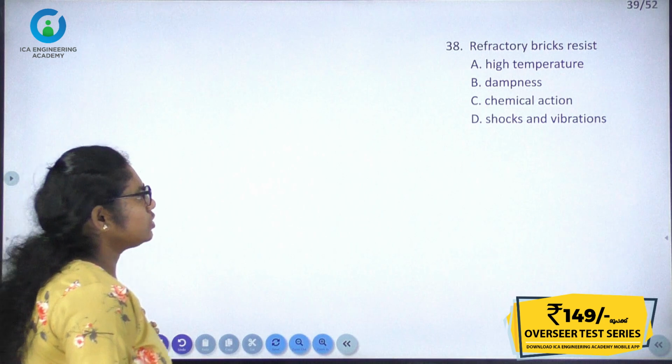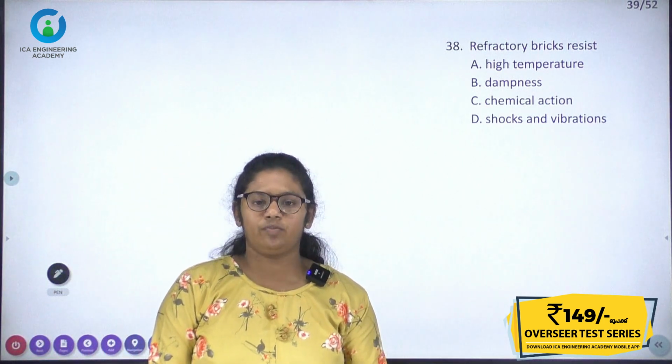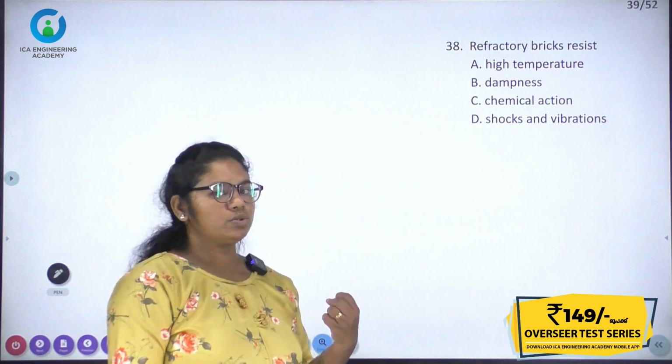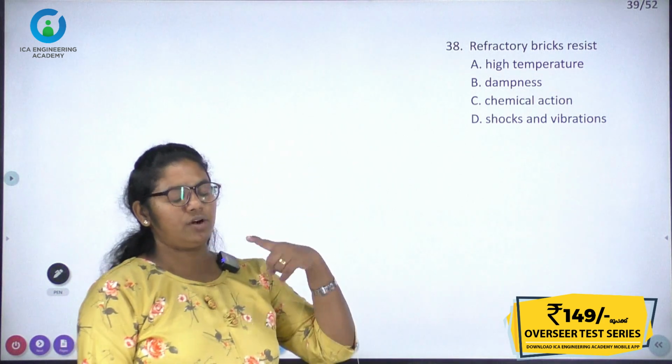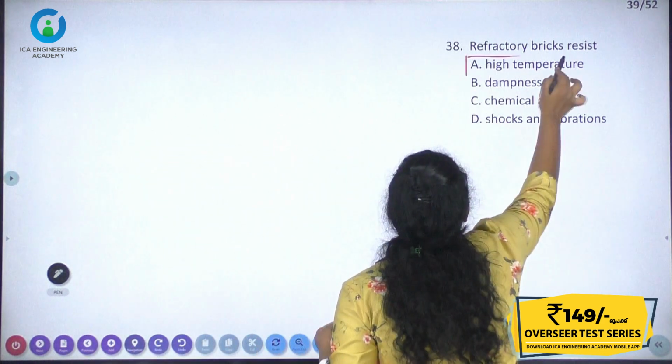Refractory bricks are called fire bricks. They are made from fire clay, so they are used for lining purposes. Since they are made from fire clay, they have the capacity to resist high temperature.